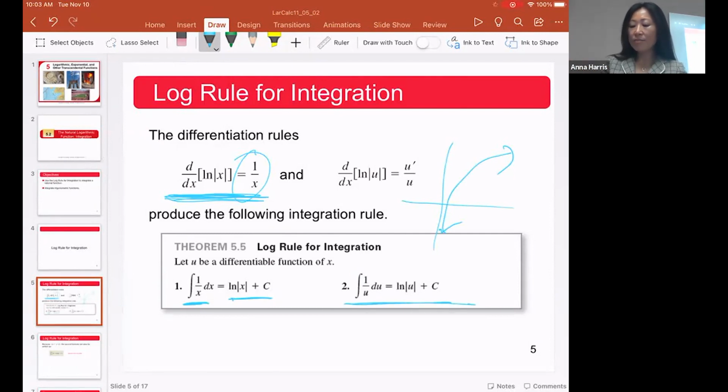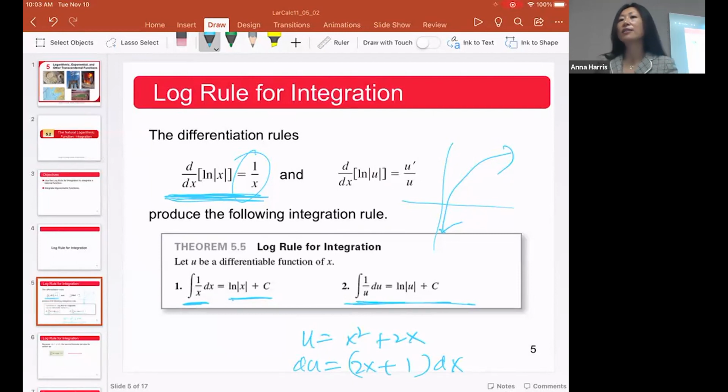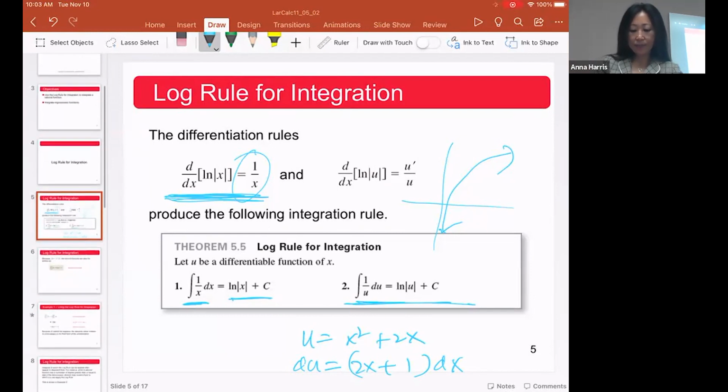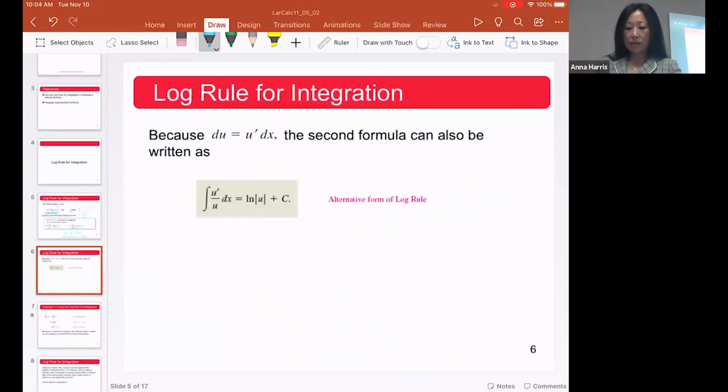This is the same thing, but say your function is u equal to x squared plus 2x, then I need du to be 2x plus 1 dx. That's what they mean by u. U in this case has more than just the x itself. So it has a derivative associated with the u, in other words, other than 1. So this is how you write it down.